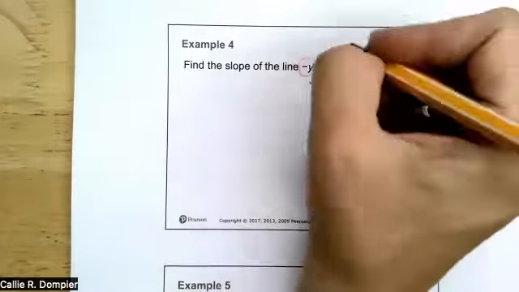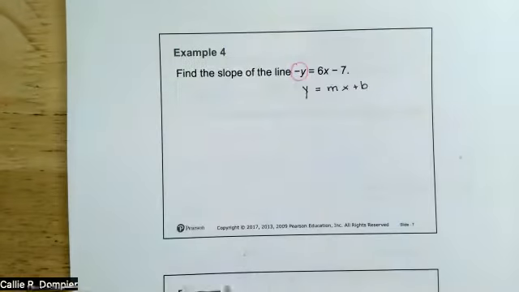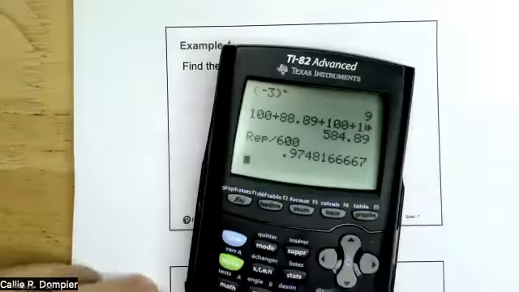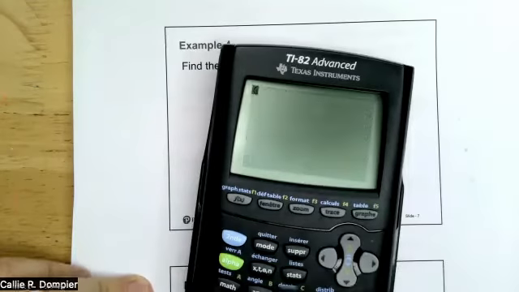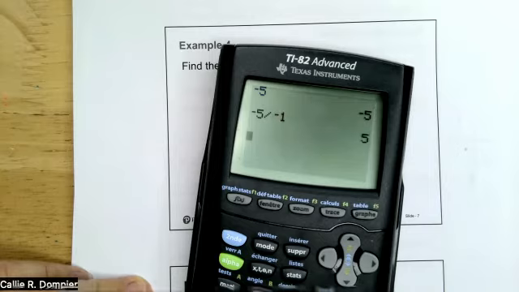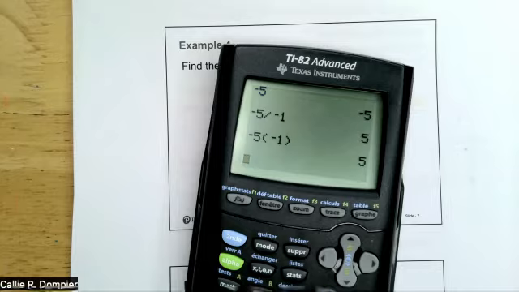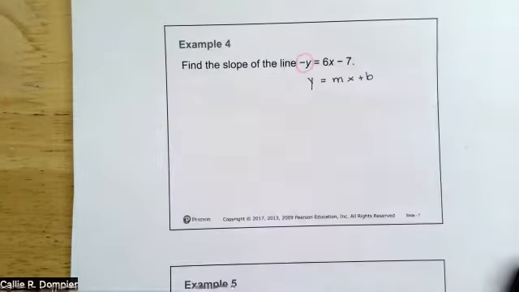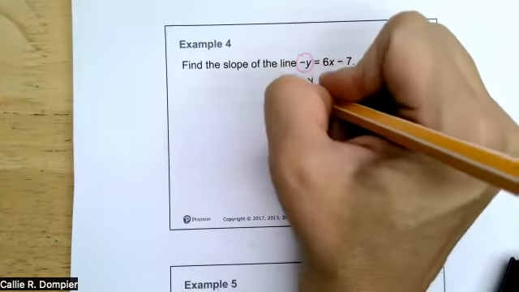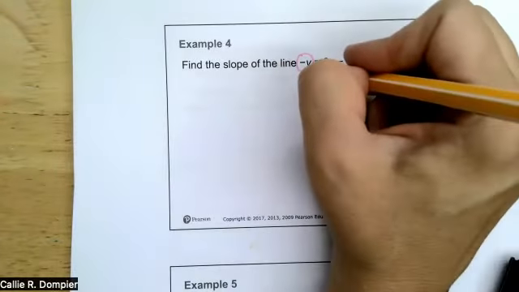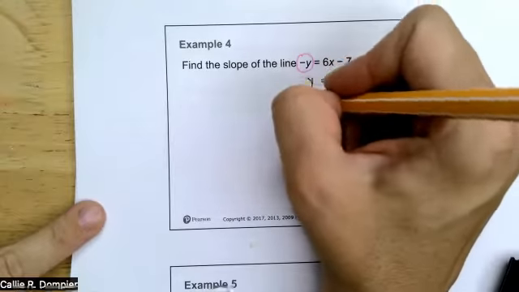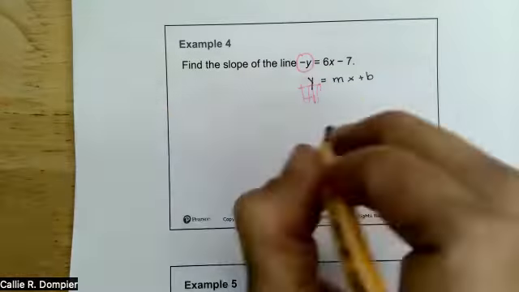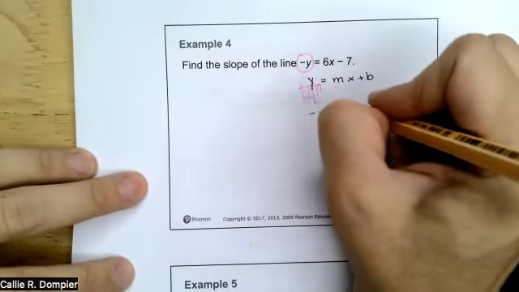To get rid of that, if it was -5, if I wanted to make -5 into a +5, I divide it by -1, or honestly, you can also multiply it by -1. It changes the sign and nothing else. So if I want this -y to become a positive, I have to divide it by -1. Anything I do to this side, I have to do, sorry, that was my example question. I'm going to write it again. -y equals 6x minus 7.